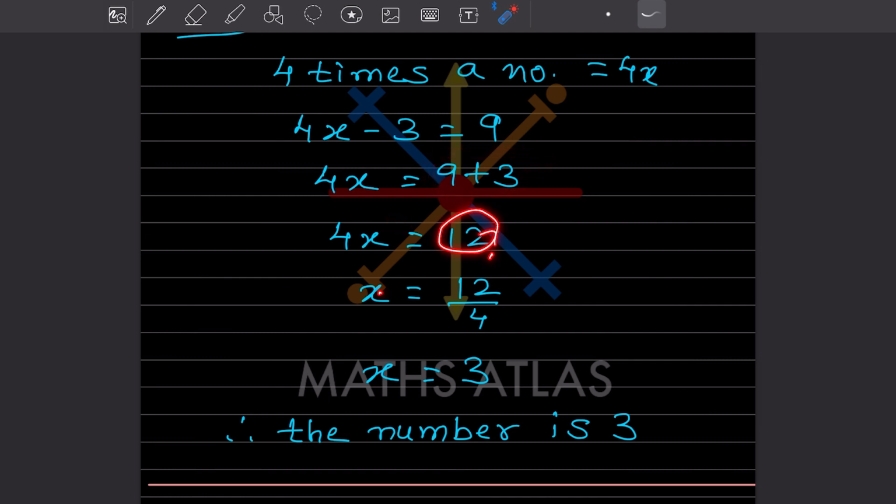Okay, and your x is going to be 12 and this is going to get divided. So what is that going to be? 4 ones are 4, 4 threes are 12. So x is 3. So the number is 3.